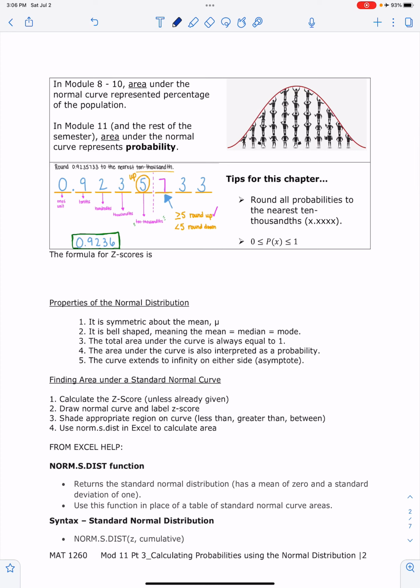Here's the Module 11.3 notes. This is page 2. So, quick review of how we've looked at this in the past.